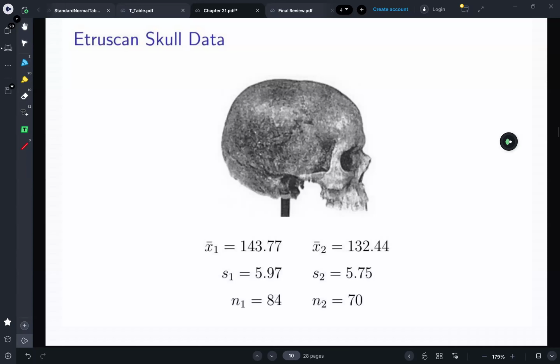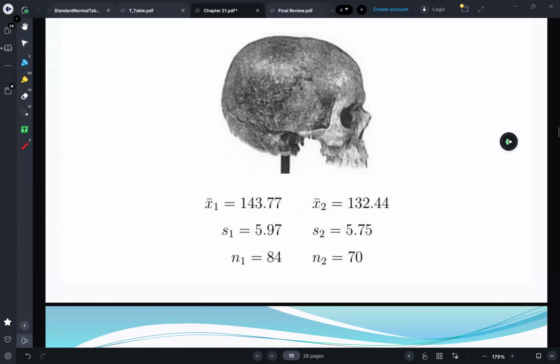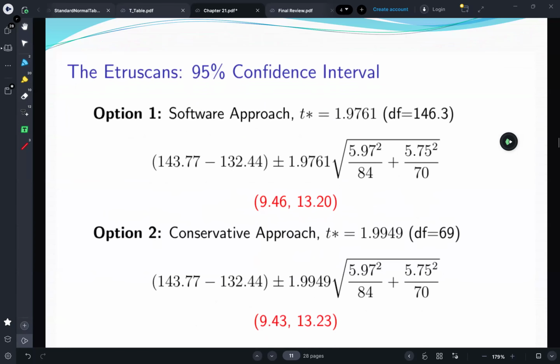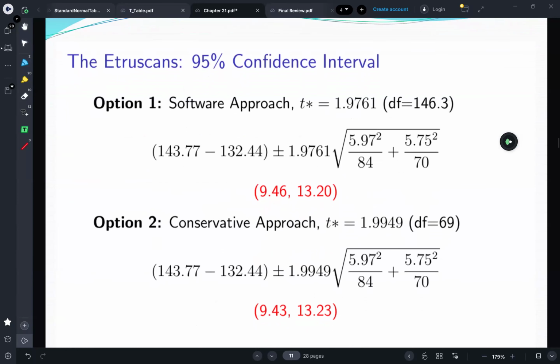Then we have our standard deviations. They're pretty close, 5.97 and 5.75. And then we have our sample sizes. So we had 84 Etruscans and 70 Italians. We have all the data we need, except for the t. We need the t-star if we're constructing a confidence interval. So using the software, that really elaborate formula, it ends up being 146.3 degrees of freedom. You can have decimal place degrees of freedom when you use the software.